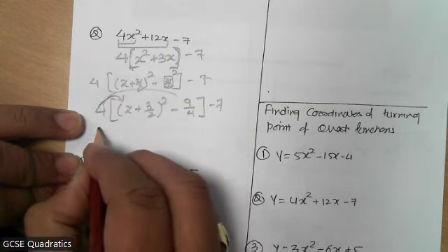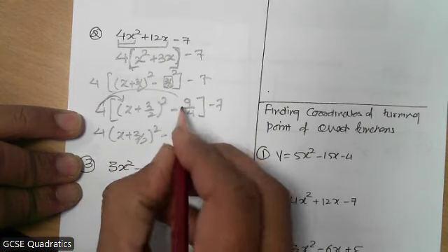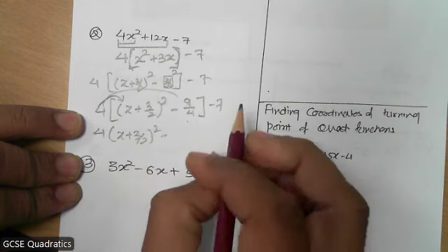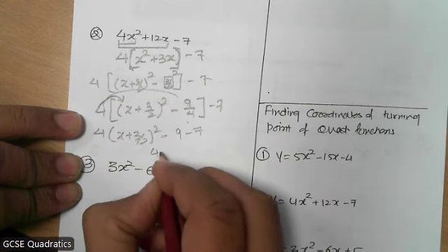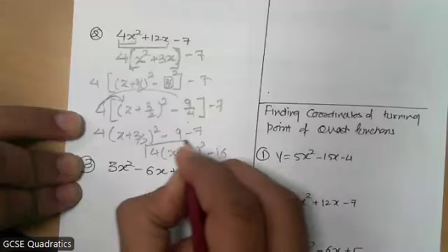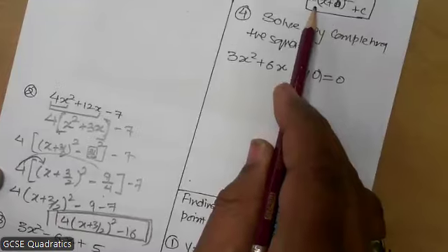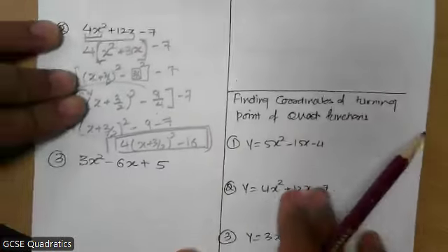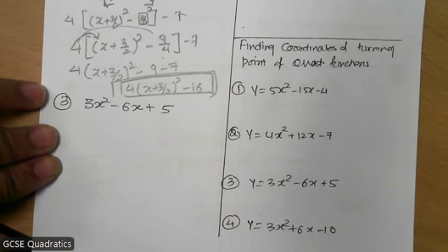Then we multiply them out. So 4(x + 3/2)², and 9/4 times 4 is −9, and −7. So finally I get 4(x + 3/2)² − 16. Okay, this is the completed square, in the form of a(x + b)² + c. Right, so I will now teach you how we solve equations using completing the square.